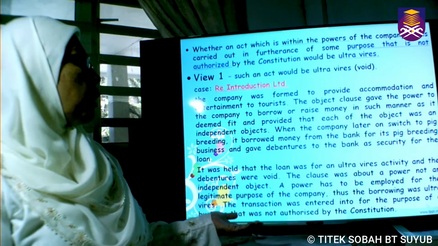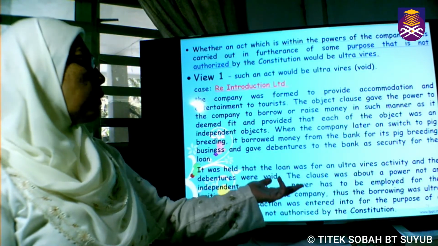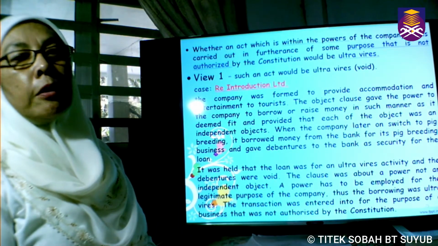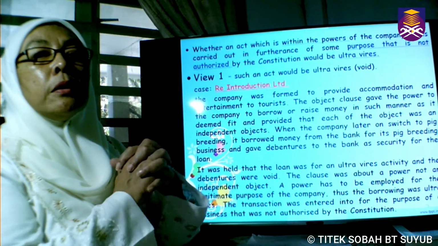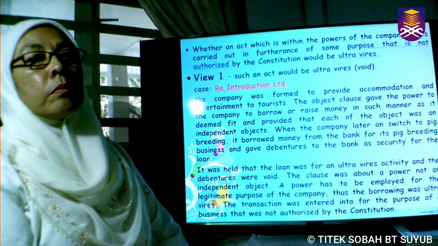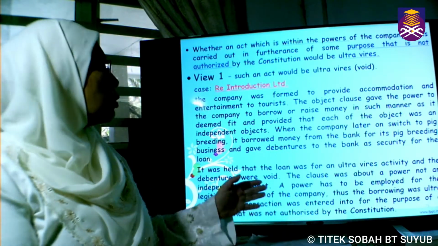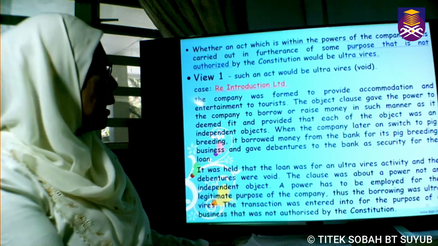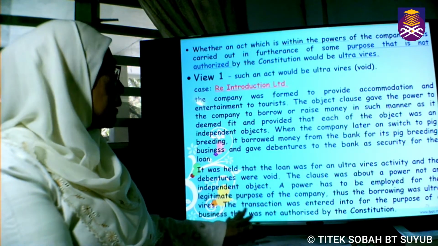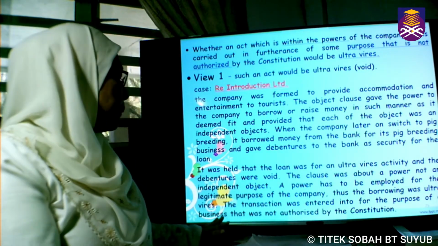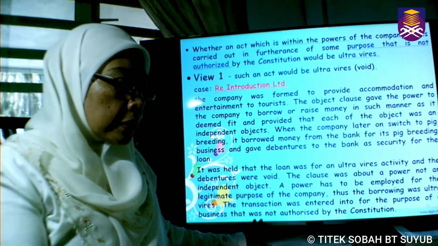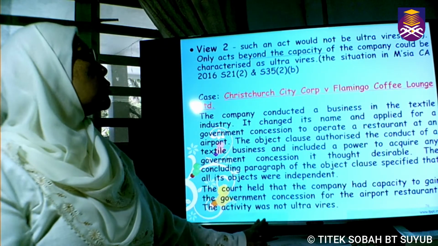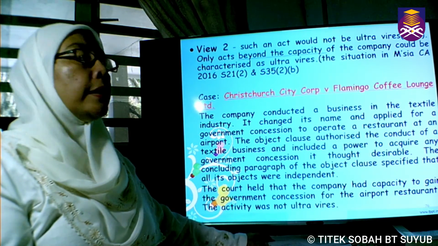Why? Because the court held that the clause was about a power, not an independent object. It gave the power to borrow money. However, it does not give the right to do this pig breeding. Okay? The borrowing was ultra vires. The transaction was entered into for the purpose of a business that was not authorized by the Constitution. The Constitution does not give the right to borrow money for pig breeding.